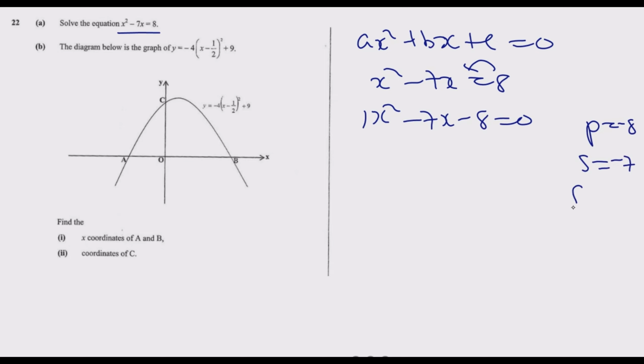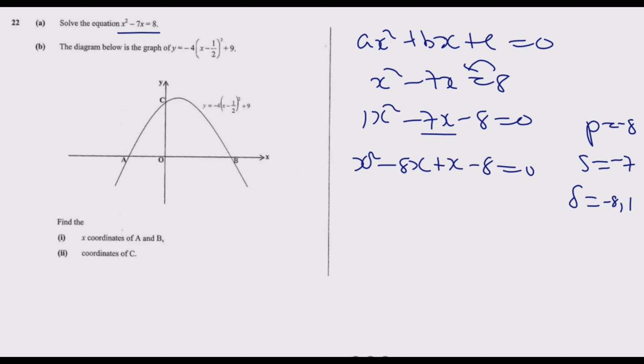Then we have factors. What are the two numbers that when we multiply them give us negative 8, and when we add them give us negative 7? Basically negative 8 and 1. Whenever there is 7x, we replace it with these two. So we have x squared minus 8x plus x minus 8 equals 0.